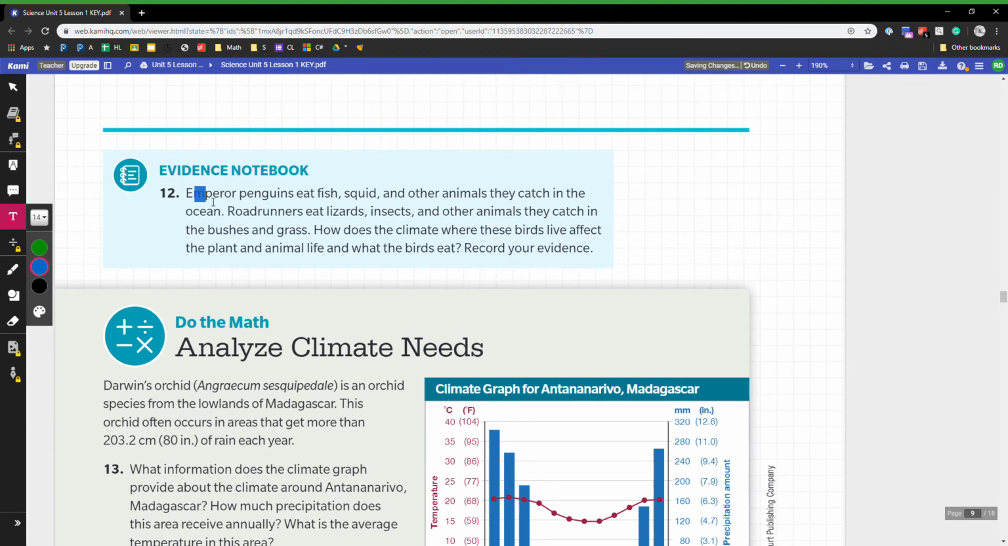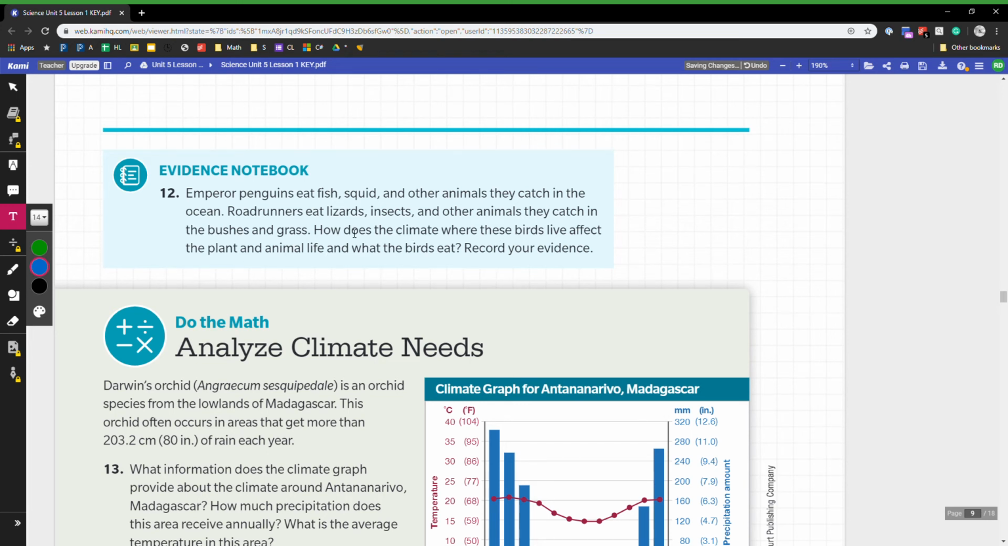It says emperor penguins eat fish, squid, and other animals as they catch it in the ocean. Roadrunners eat lizards, insects, and other animals they catch in the brushes and grass. How does the climate where the birds live affect the plants and animal life? Record your evidence. So one thing I would say is, let me read this again without talking out loud. How does the climate where the birds live affect the plant and animal life and what the birds eat?